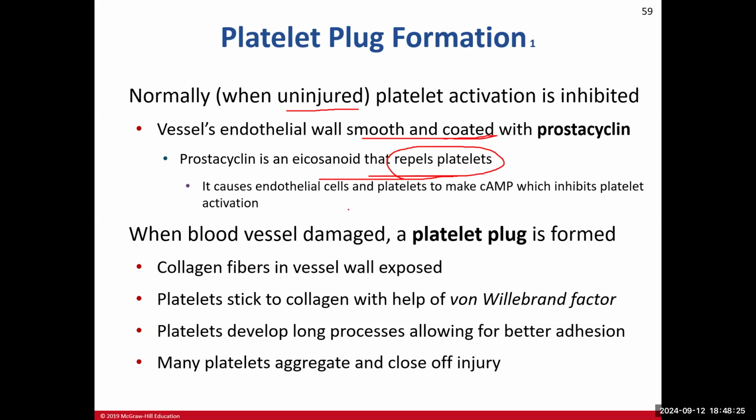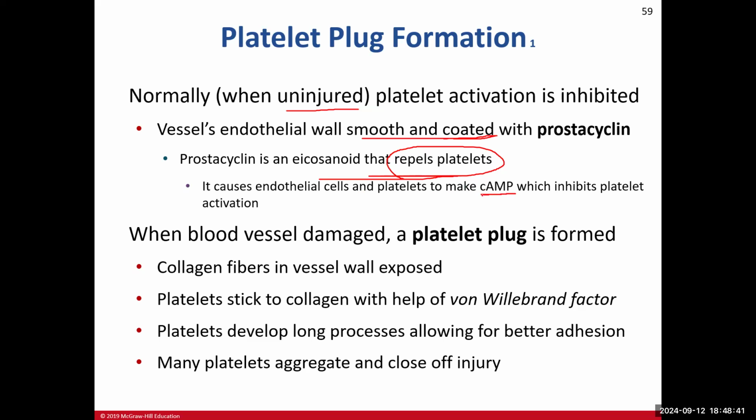So how does it do that? The endothelial cell, that prostacyclin is going to, you all remember cyclic AMP, right? cAMP. That was in that secondary messenger pathway that you learned about in chapter 17.